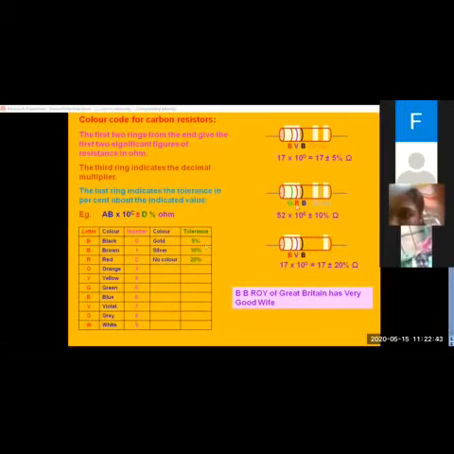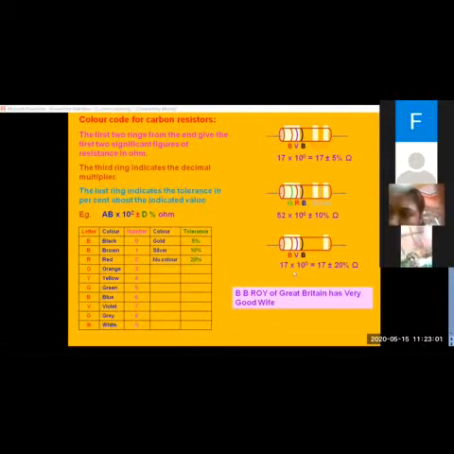See the second example, green, red and blue. So green here is 5, red is 2, blue is 6. So 52 into 10 to the power of 6. Silver color is there, so plus or minus 10%.